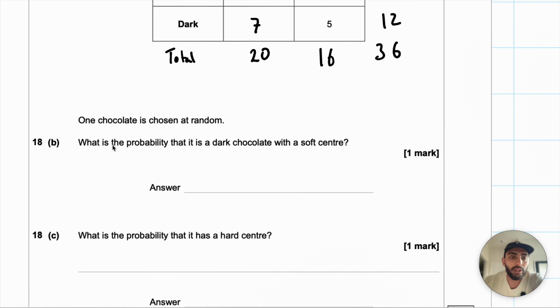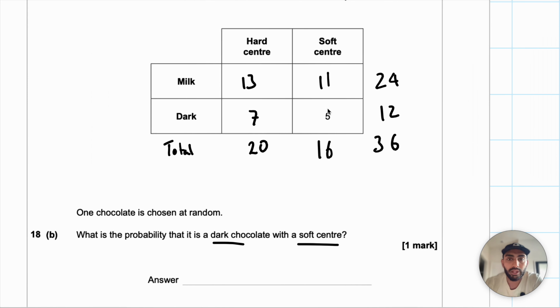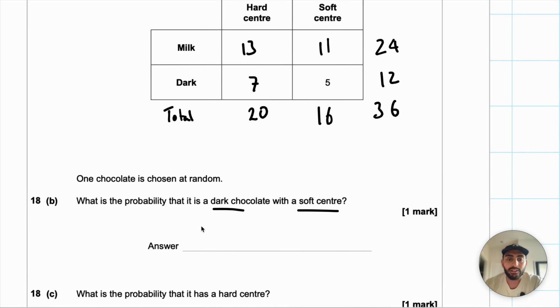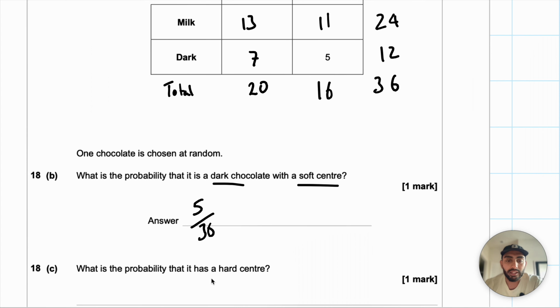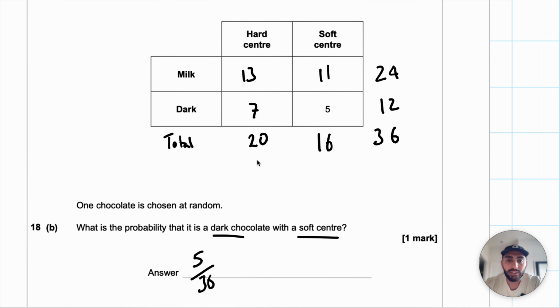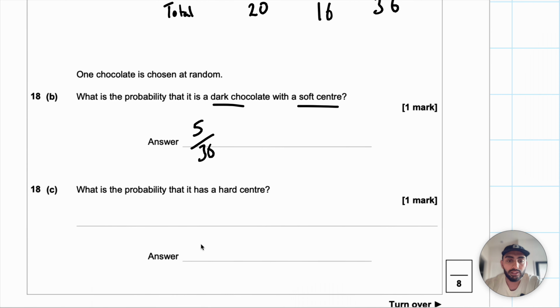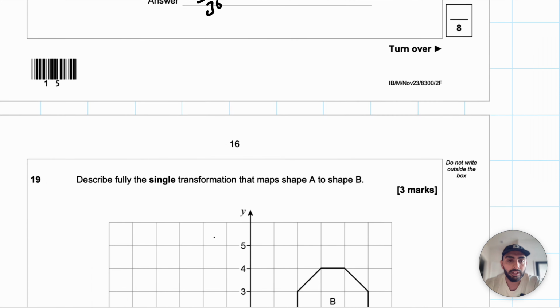One chocolate is chosen at random. What is the probability that it is a dark chocolate with a soft center? So how many darks do we have with a soft center? That's 5, and it's out of a total of 36. What is the probability that it has a hard center? So there's 20 that have a hard center, and that's out of 36. So it'd be 20 over 36, and you can just leave it like that.